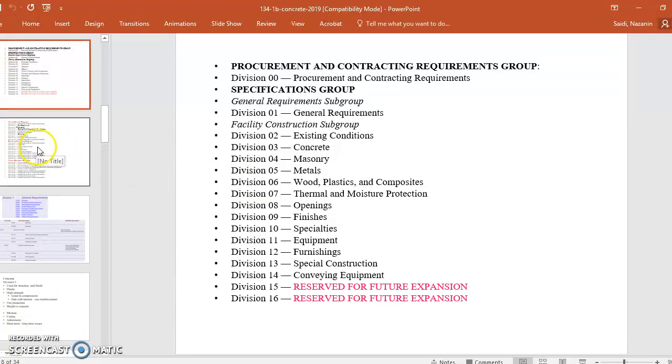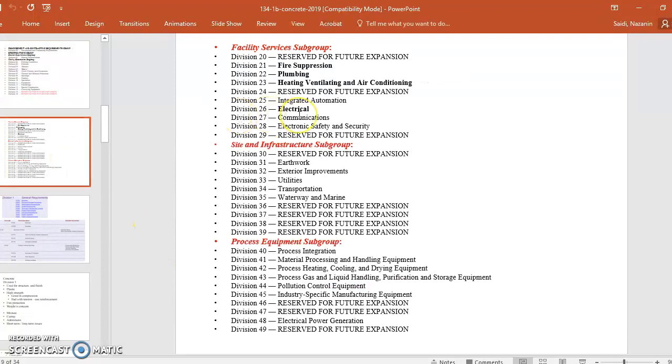So let me continue. Divisions 15 and 16 are reserved for the future. Divisions 20 to 29 have to do with facility services: fire suppression system, plumbing system, heating and air conditioning system, and electrical system. Divisions 30 to 39 have to do with the site and infrastructure group: earthwork, exterior improvements, utilities, transportation, waterway, and marine.